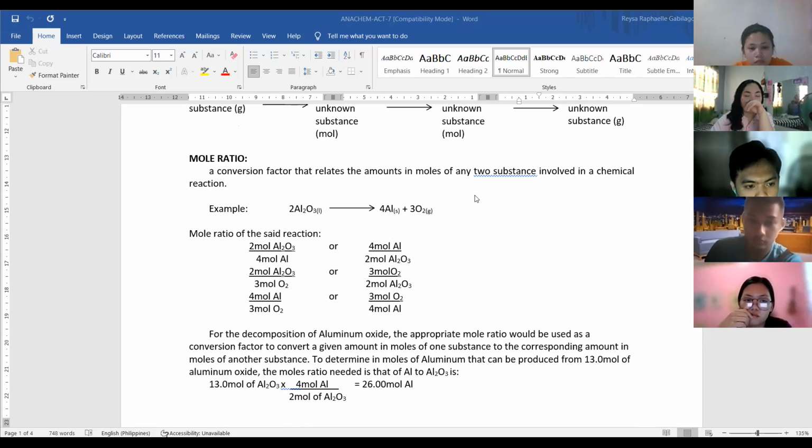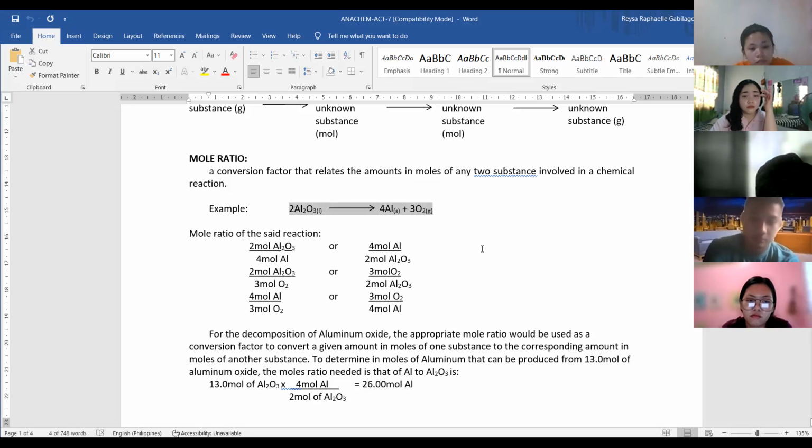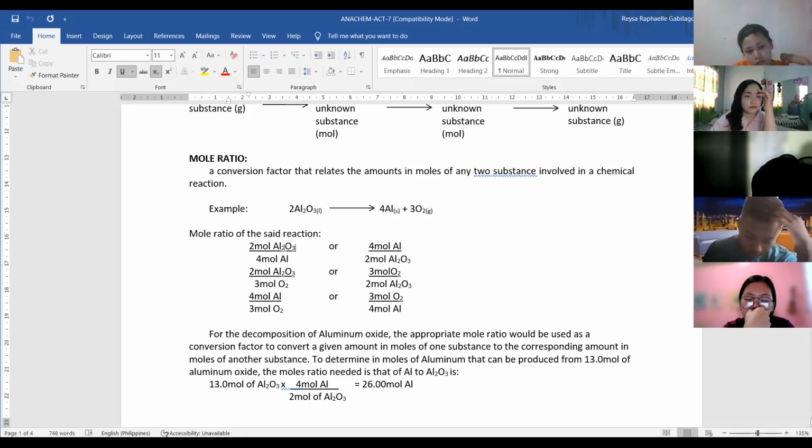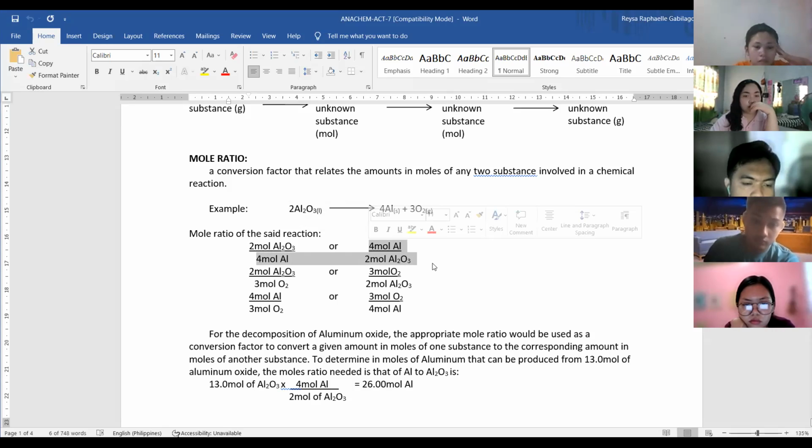And if you are asked to provide the list of all the mole ratio in a given reaction, it looks like this, class. Ililista nyo lahat yung possible na mole ratio. Like we have here an example, 2 moles of aluminum oxide will yield 4 moles of aluminum and 3 moles of oxygen. Yung mga possible mole ratio natin dito, yung 2 moles ng aluminum oxide, 2:4. So that is 4 moles of aluminum, or the other way around. Pwede din. Pwede kasi natin siyang baliktarin, right? Depende kung ano yung hanap sa problem natin.